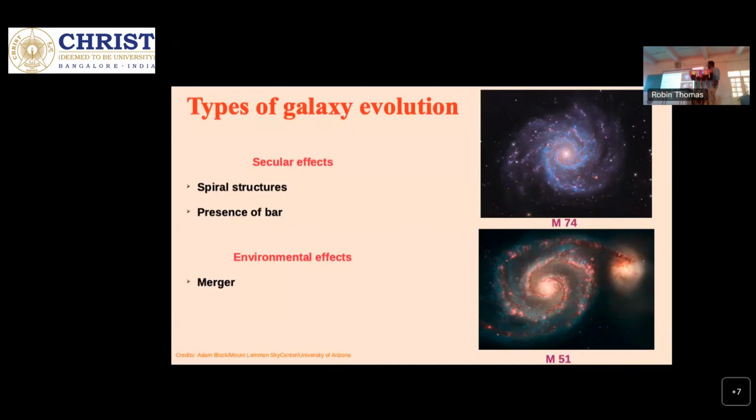This is another structure we can see in the sky. This is M51. A small galaxy is colliding with the other one, and it's still existing as another galaxy itself. So this is not a single galaxy. It's an interacting system. So that comes under the merger scenario.